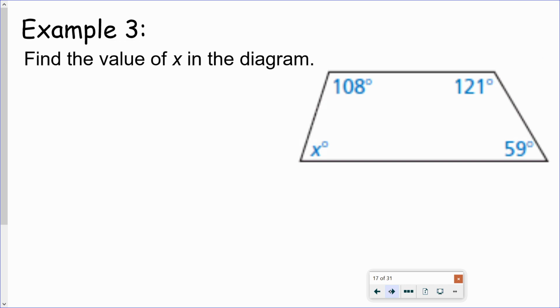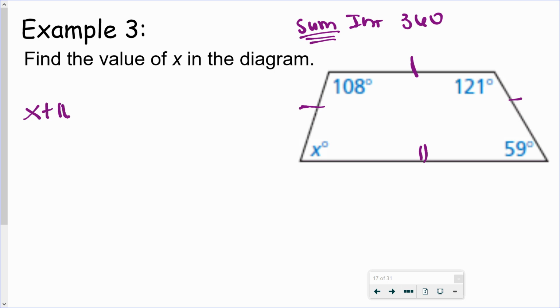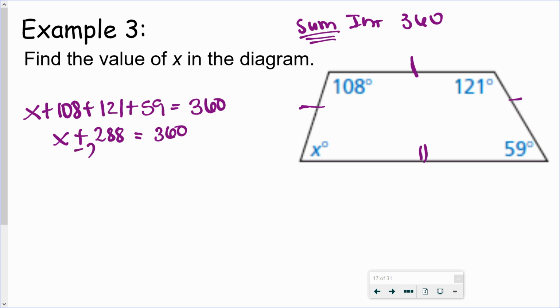So it says find the value of x in the diagram. Well, because it has 4 sides, we already knew that the sum of the interior angles was 360. No need to take 4 minus 2 times 180. This is going to be one you'll memorize. So this is what the sum is, and the sum needs to add up. Start somewhere, it doesn't matter. x plus 108 plus 121 plus 59 equals 360. So add all of those up, and you get x plus 288 equals 360. Now subtract 288.